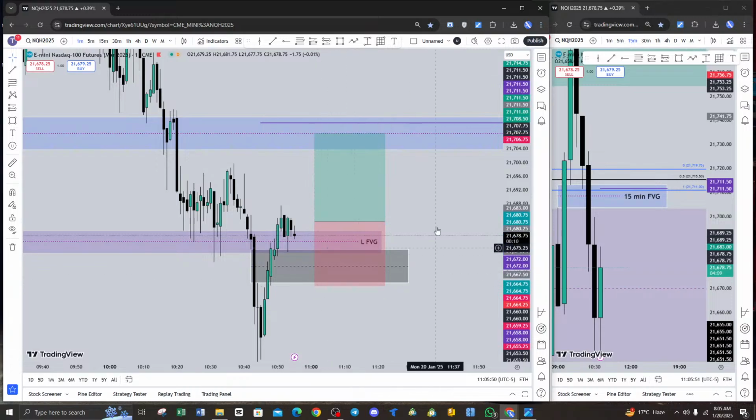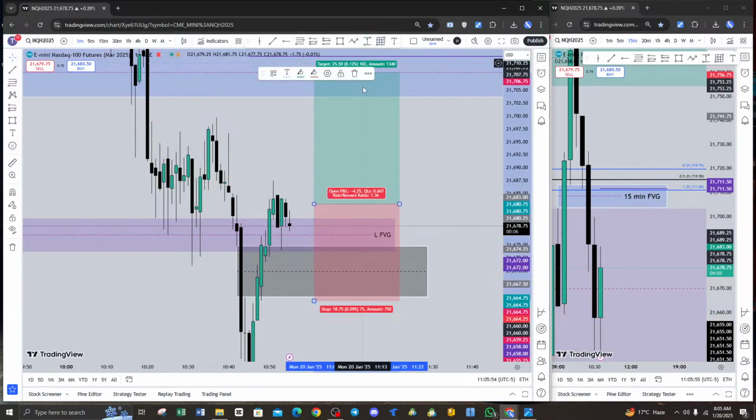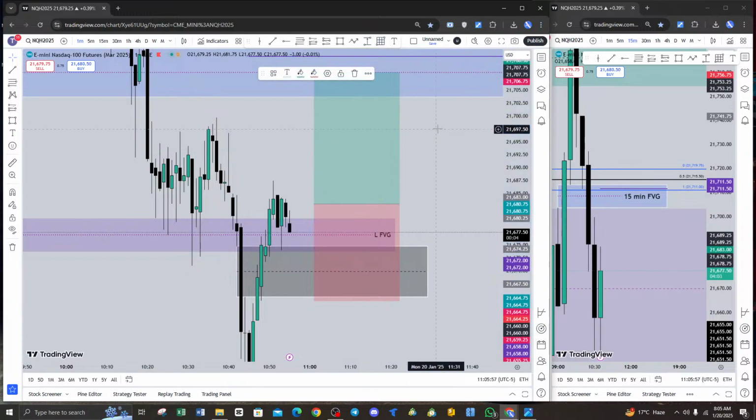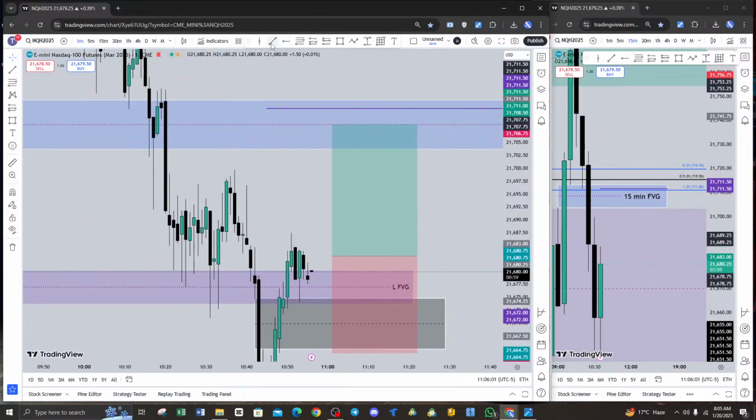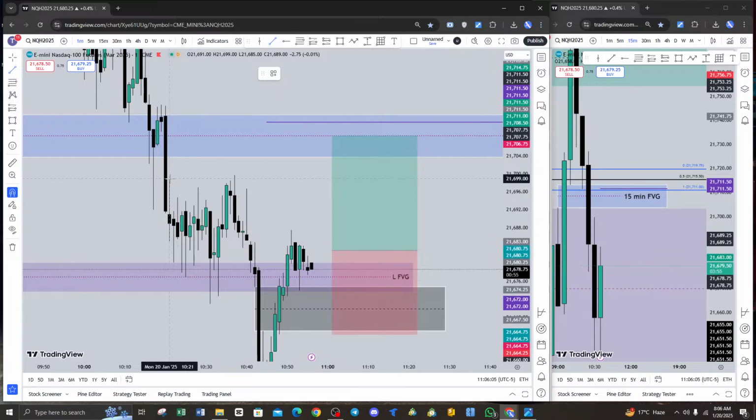This will be nearly 25 handles, and here as we can see there is a fair value gap over here. So I will take a partial over here.